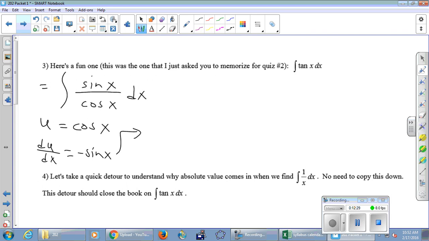And then at this point, we automatically solve for dx. So for me, it's not a cross multiply, it's a divide by negative sine and multiply by dx. So du over negative sine equals dx.